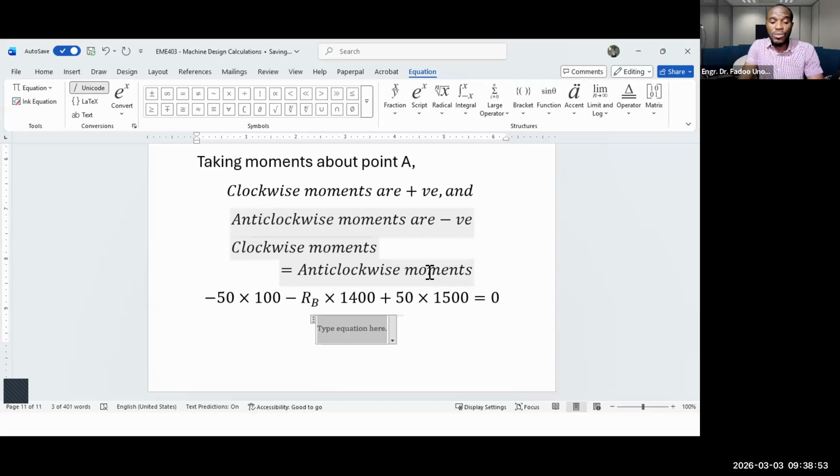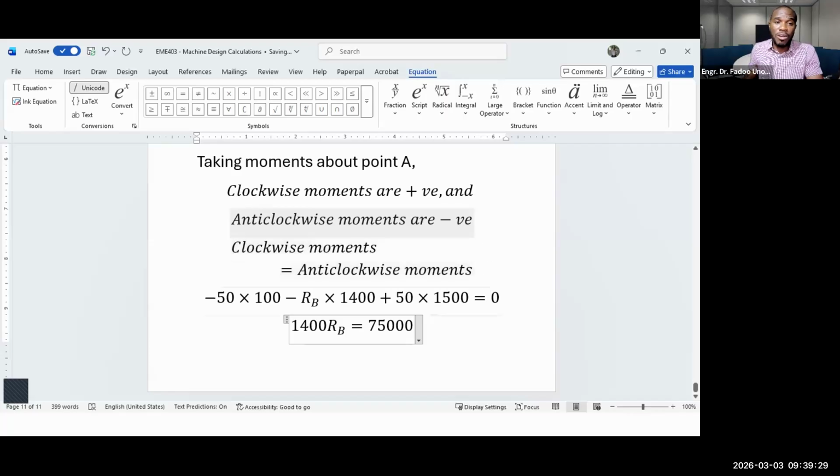Okay, so watch what I'm going to do. I'm going to say this is RB, right? Or since that's multiplying that, we'll say this is 1,400 RB, right? And this is going to equal 50 times 100 will give you 5,000, right? And then 50 times 1,500 will give you what? What will 50 times 1,500 give you? That should be 75,000, right? 75,000. Please verify those values.